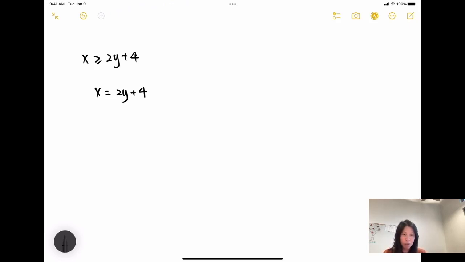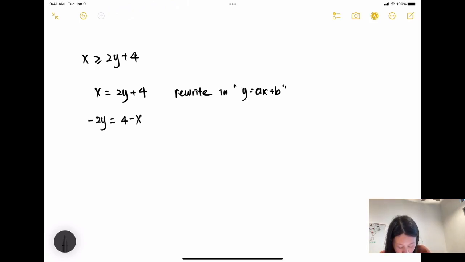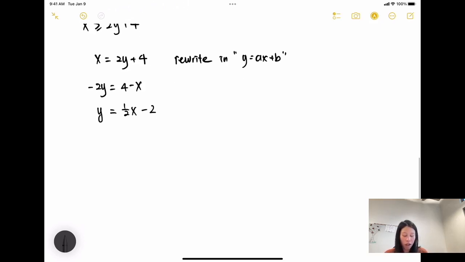And then the second step is we want to write this in the form of y equals ax plus b. So that means we want y on one side and the other elements on the right side. Okay, so I have what? Negative 2y equals 4 minus x, and then divided by 2 on both sides. I have y equals 1/2 x minus 2. So this is our linear equation. And now we want to graph it by picking some points.